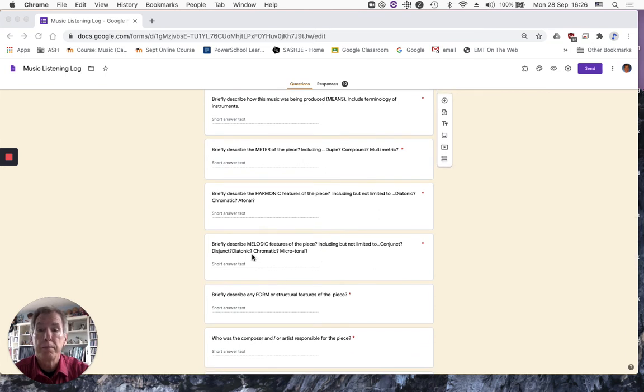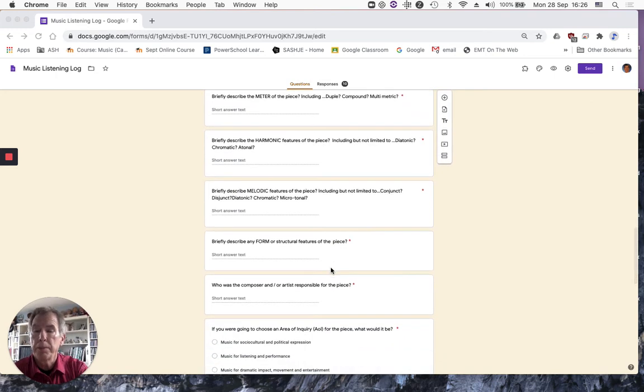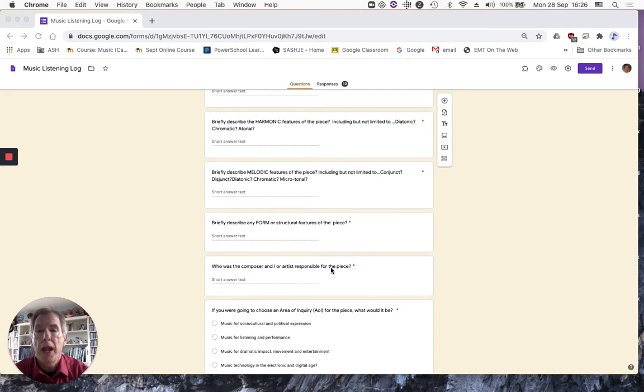Briefly describe the melodic features of the piece, including but not limited to conjunct, disjunct, diatonic, chromatic, microtonal, and so on, depending on the nature of the piece, where it's from, what time period it was from. Again, building on the concepts of melodic, how melodies develop, and what musical terminology is associated with melodic treatment.